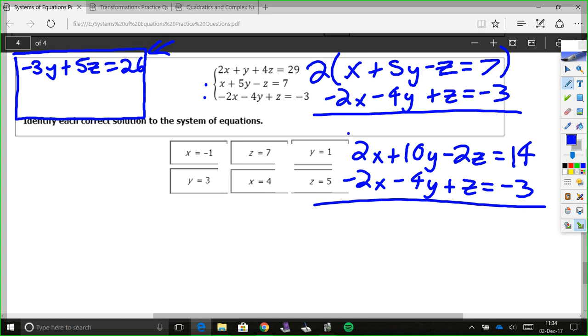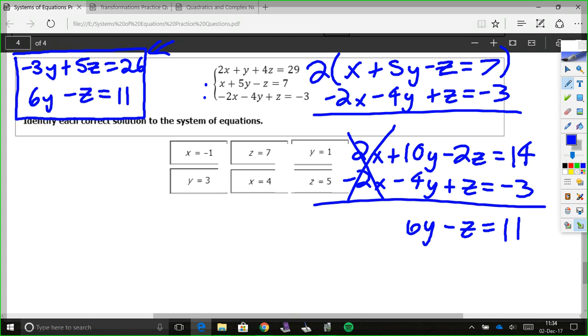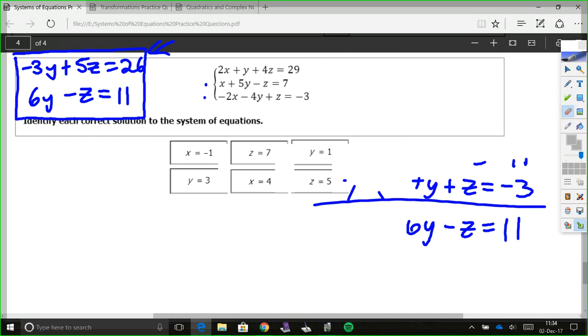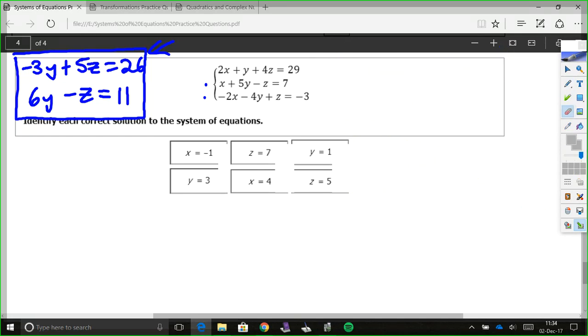Alright, so let's add them up. These cancel out. 10 minus 4 will be 6y. And negative 2z plus 1z will be negative 1z equal to 14 minus 3, which is 11. So I've got 6y minus z equal to 11. Alright, again I'm going to erase this so I have a little more space. But now I've got those two equations.